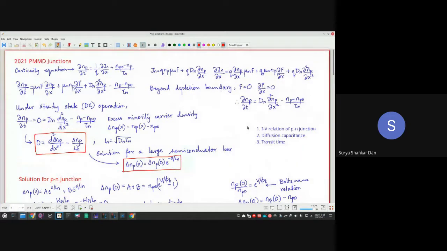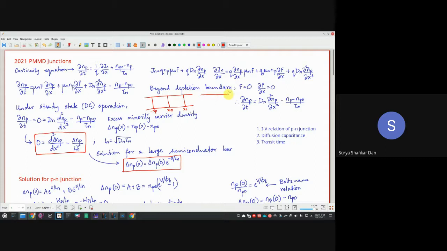Okay, now notice that beyond the depletion boundary, now comes the real interesting part. Beyond the depletion boundary, when we are dealing with the electrostatics, we are going to look into the device like this. So this is x equal to 0, this is equal to xn, this is equal to minus xp, right? This is for the coordinate system which we used for our electrostatics.